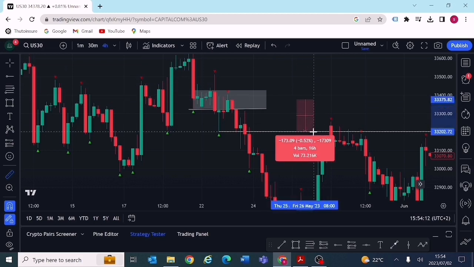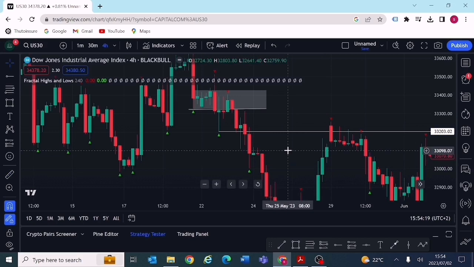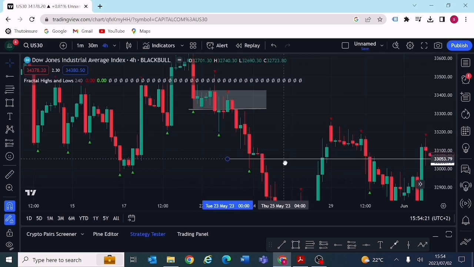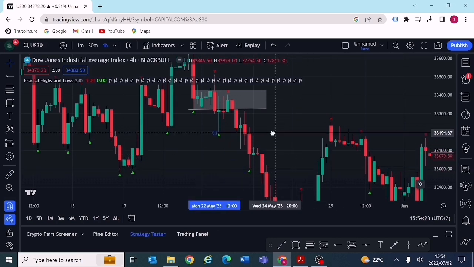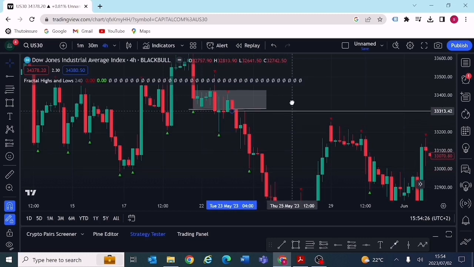This is a 170 pip move. There's a lot of money that can be made with a 170 pip drop, but obviously you can see it went all the way further down. Same thing. So this is a trend following strategy. We see that it broke structure here. This becomes our low. This becomes our high.